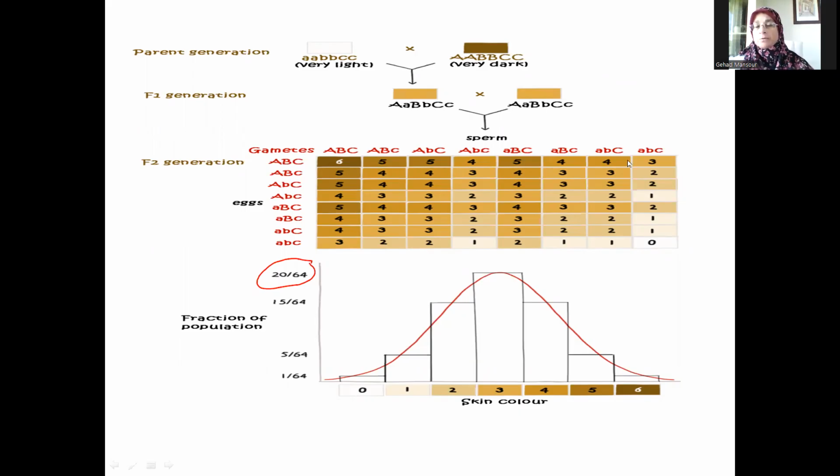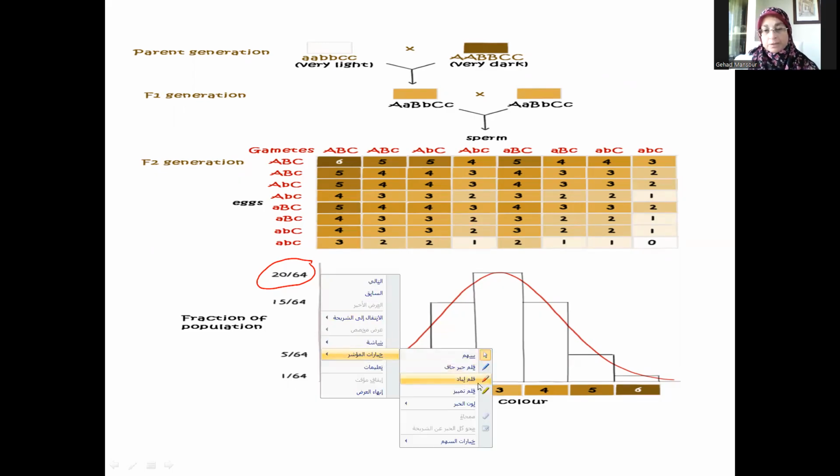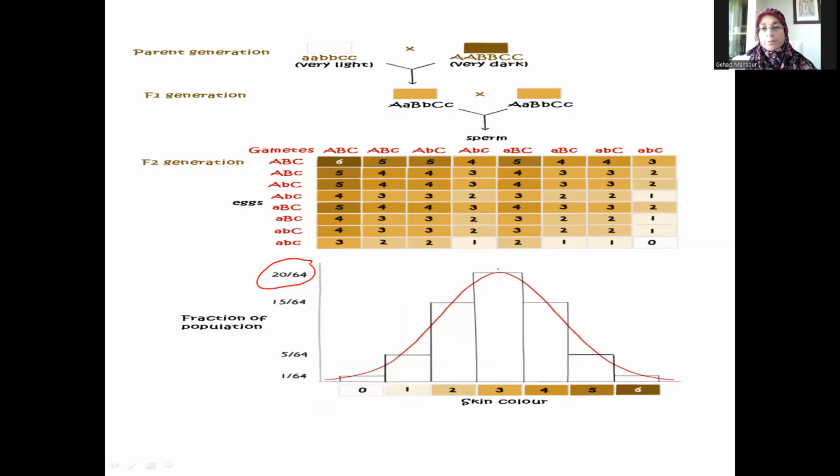I will be starting by this slide because I discovered a small mistake at the end of the last video when I said that this ratio, which is 20 over 64, which represents that point of the curve, okay? I said that this represents the darkest of the skin colors. Actually, it represents the mulatto color, because here, what is written here is the number of dominant alleles.